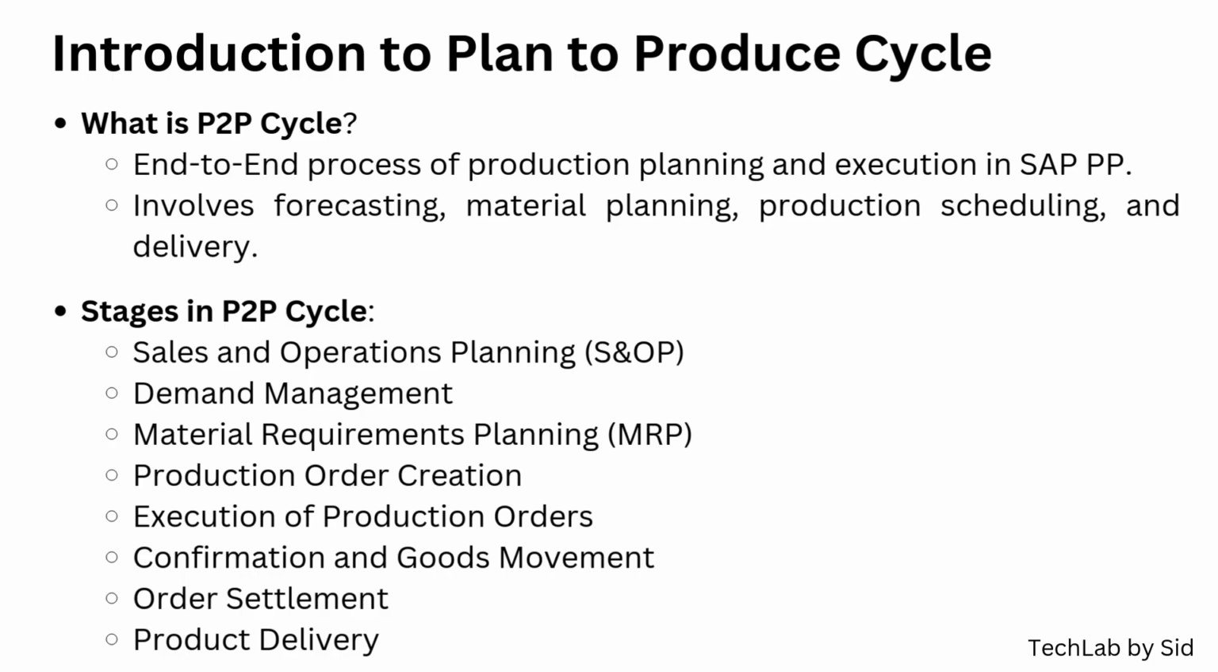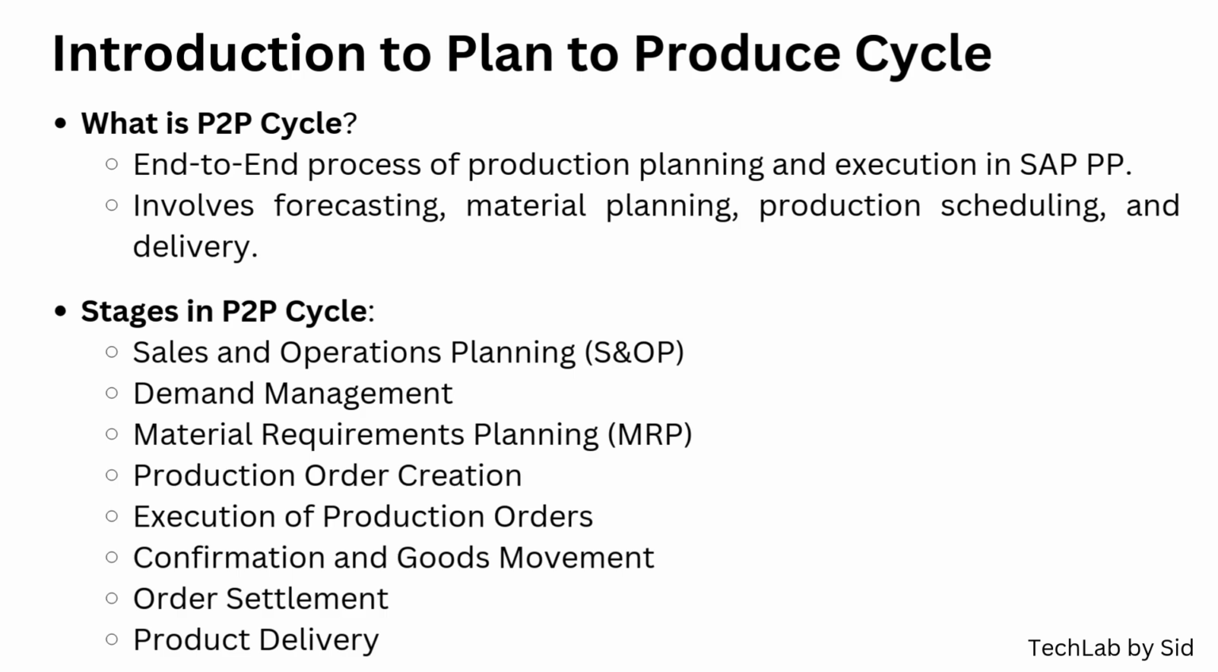In today's session, we'll be exploring the plan to produce cycle in SAP Production Planning module, which handles everything from demand planning to production execution. The plan to produce cycle is a comprehensive process that manages the flow of production activities, starting from demand planning all the way to the final product delivery. It ensures that resources, materials, and schedules align to meet customer demand efficiently.